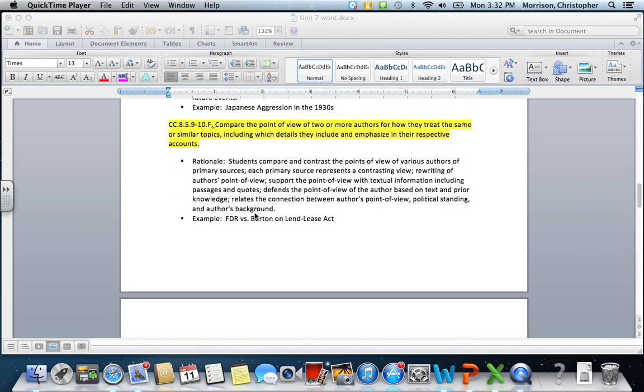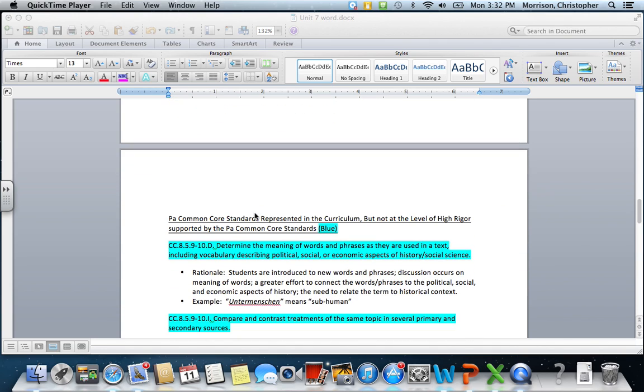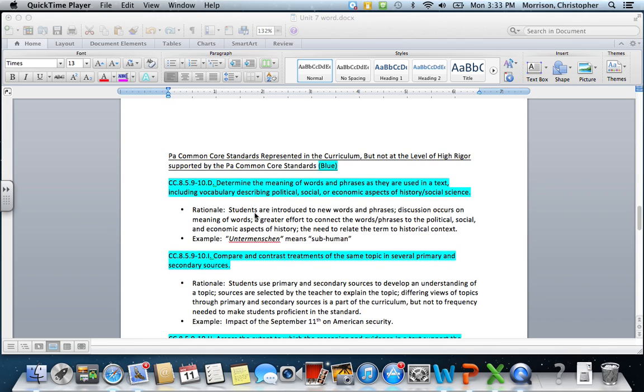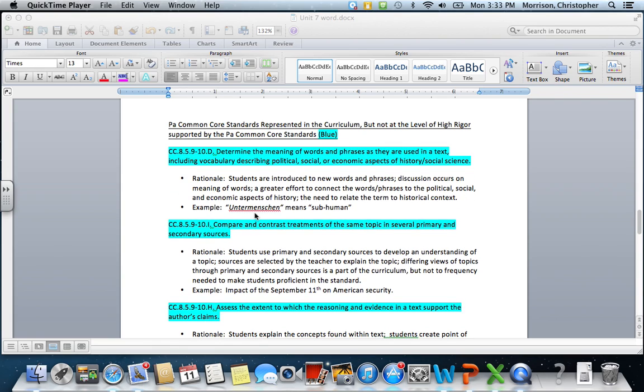Now moving down to the second category, the blue: PA Common Core standards represented in the curriculum but not at the level of high rigor supported by the PA Common Core standards. With this one, I started with Common Core standard letter D: determine the meaning of words and phrases that are used in a text, including vocabulary describing political, social, economic aspects of history and social science.